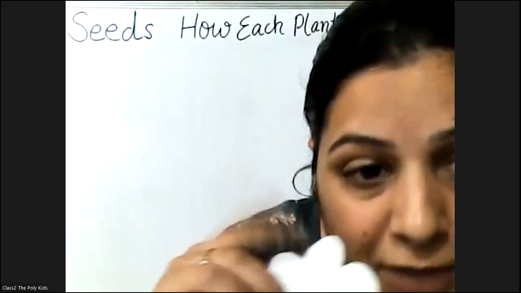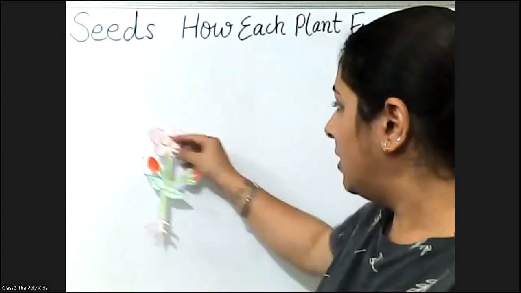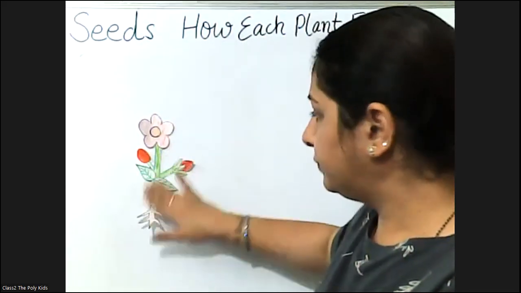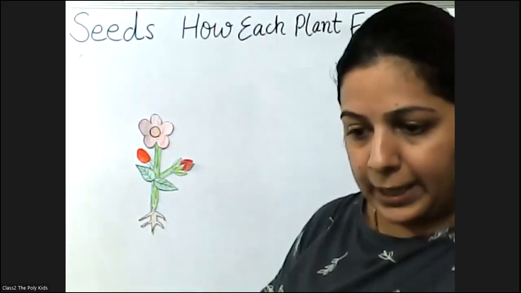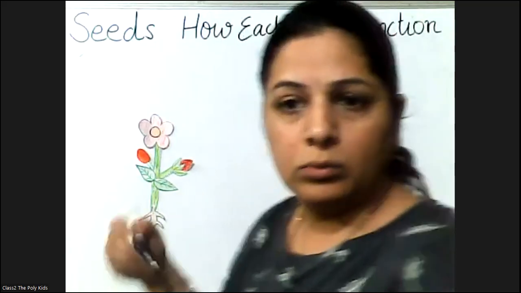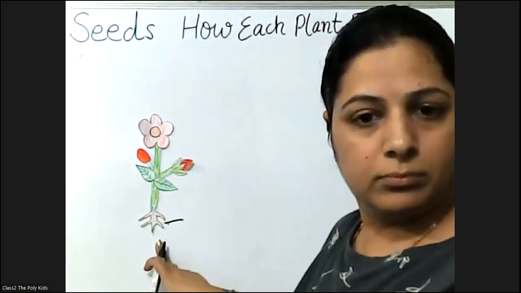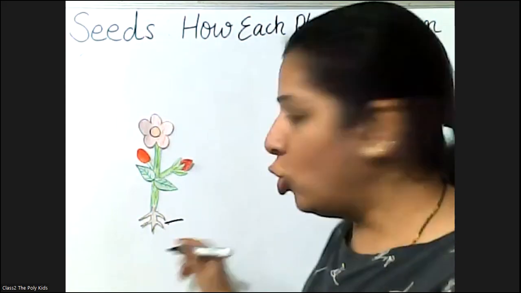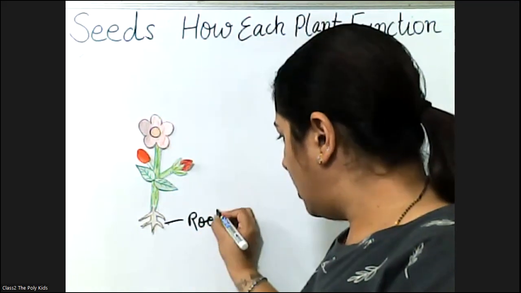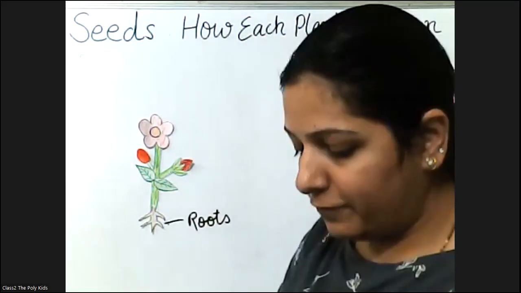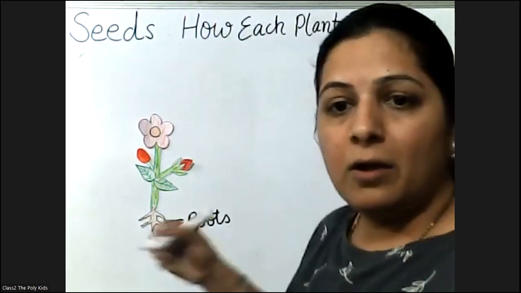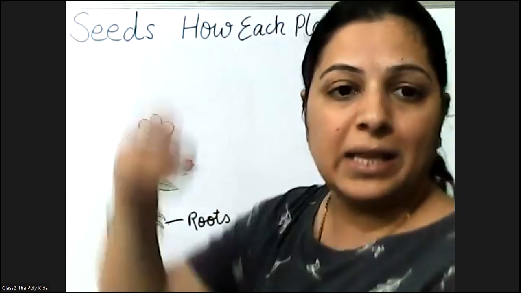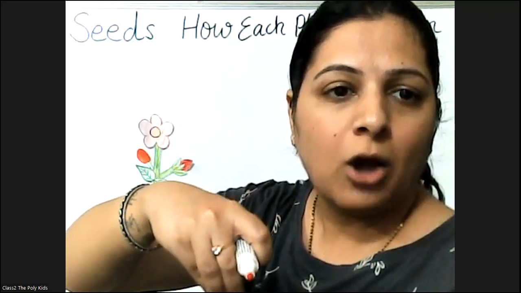Okay, earlier also we have done the functions of plant. Have a look at the board. Can you all see? Yes, ma'am. Okay, great. Now, what is this? This is a plant. Root. Now, what are roots doing? First of all, you have to remember. Just tell me, they are under the soil or they are above?